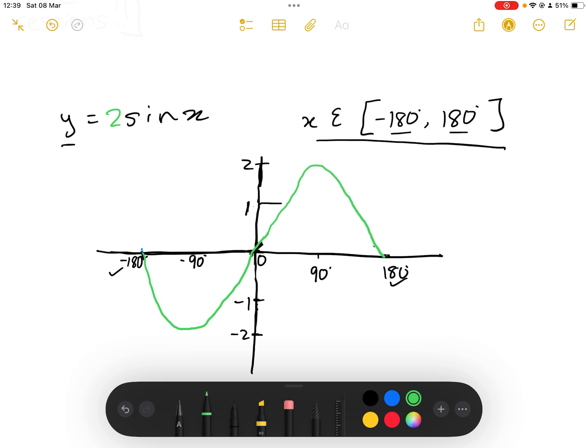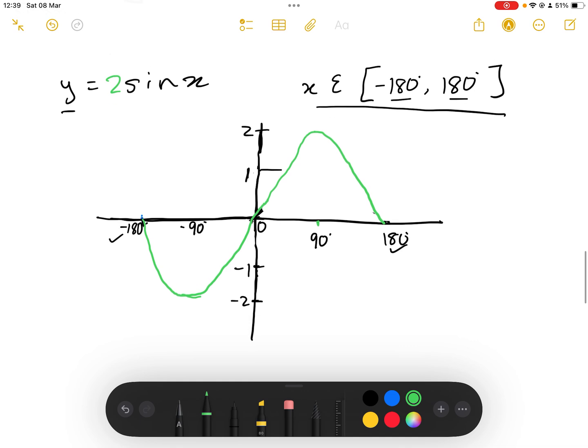Can you see what's at 90? It was turning at 90 degrees with a maximum of 1, but now it has a maximum of 2, and at -90 it has a minimum of -2. So now your new range will say y is greater than or equal to -2, and y less than or equal to 2. This is going to be your new range for this graph.